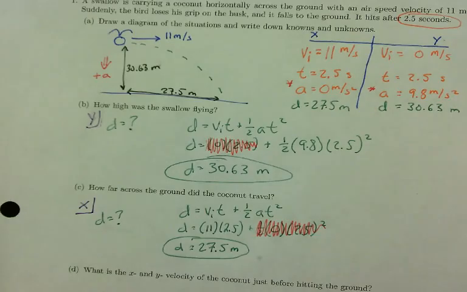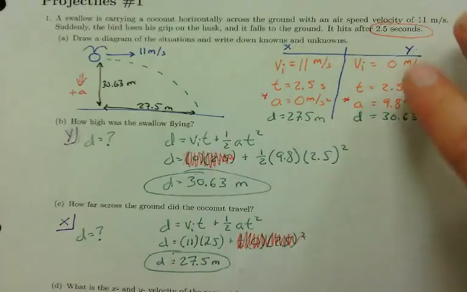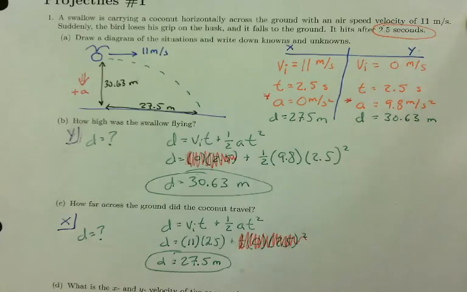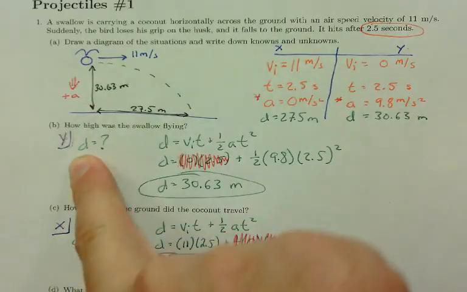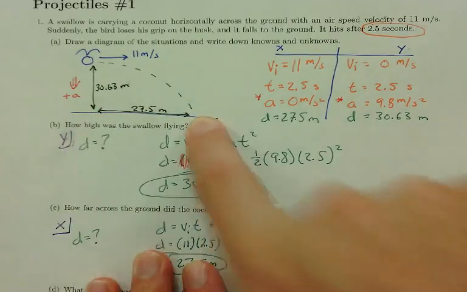But I want you to realize what you've done, right? I gave you two numbers: 11 meters per second, 2.5 seconds, and from that you were able to determine how high the bird was and how far the coconut went.